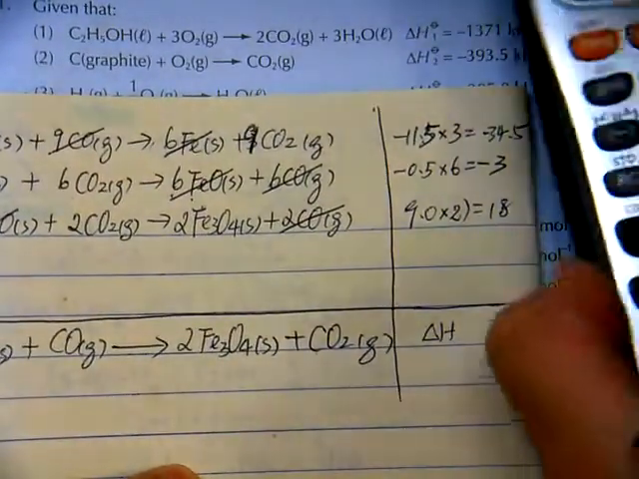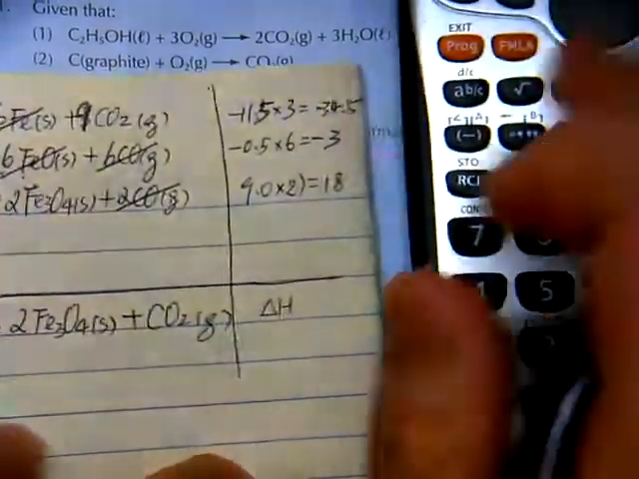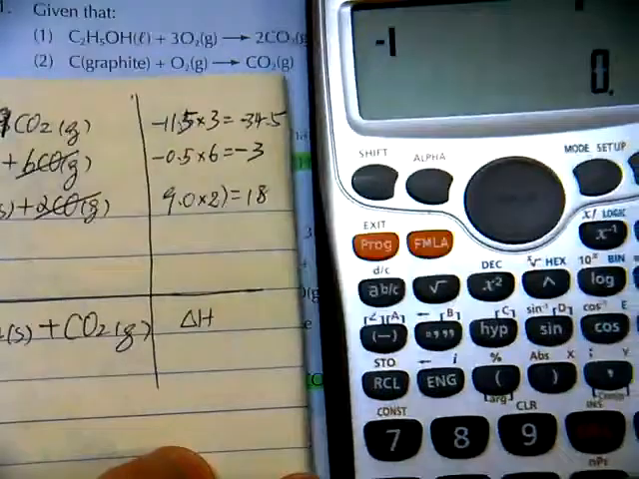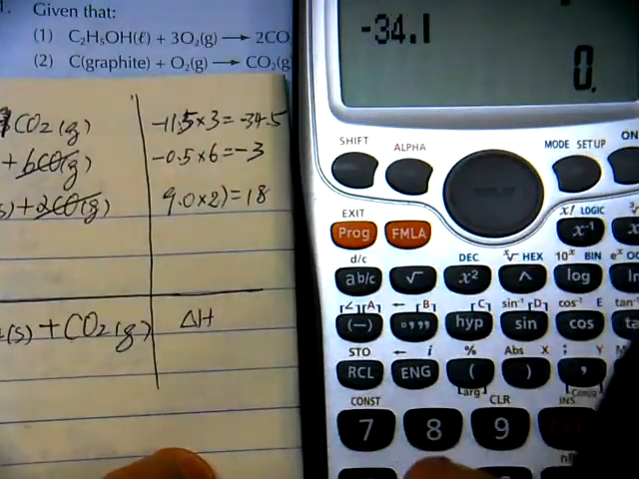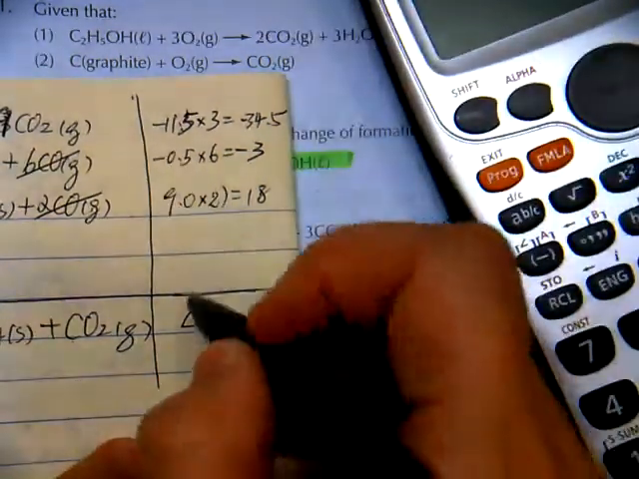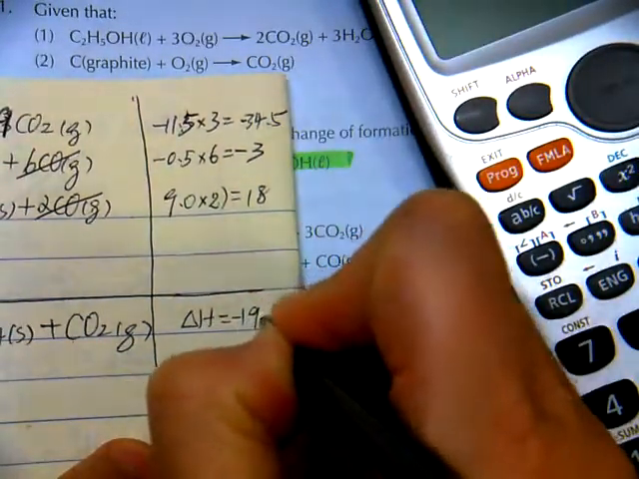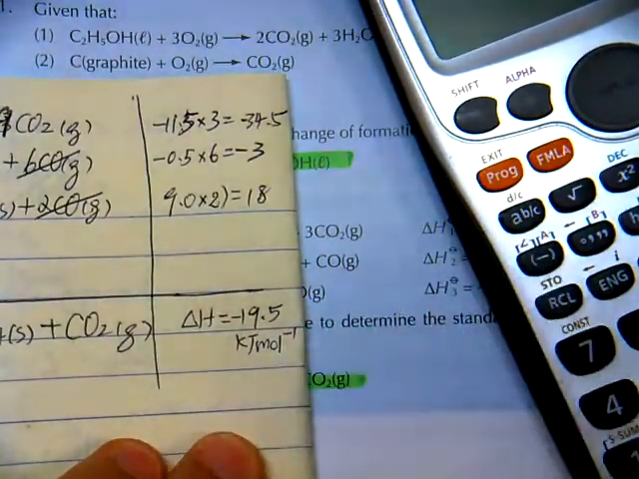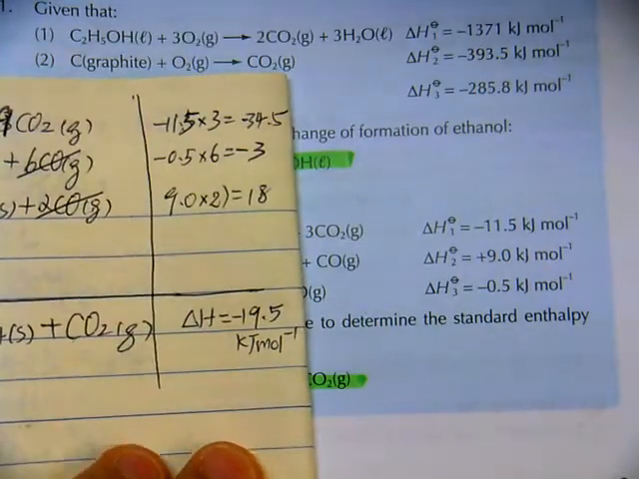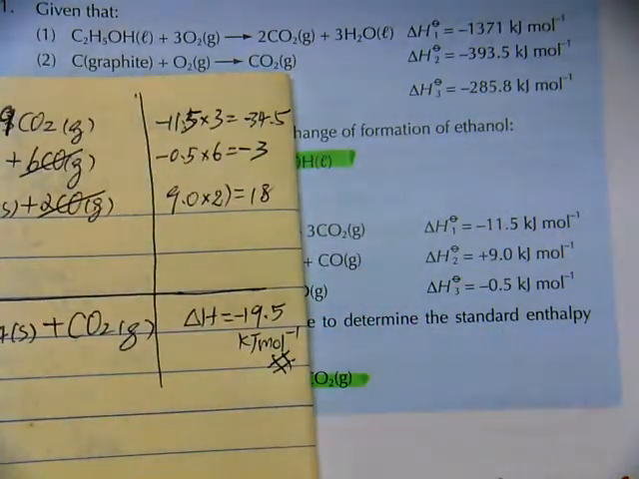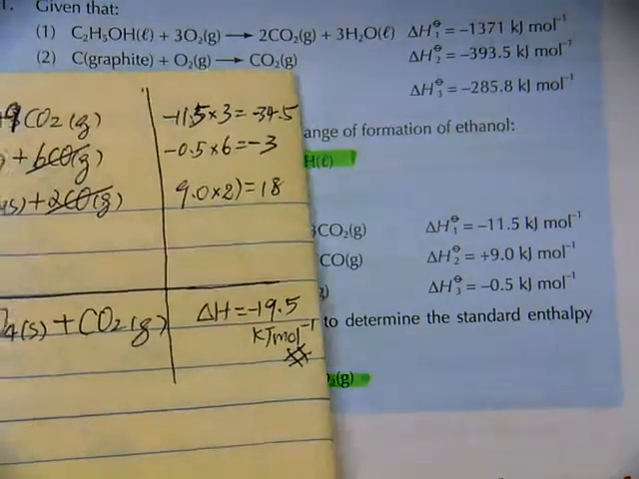Similarly, for the delta H, simply sum them up. Negative 34.5 minus 3 plus 18. It is the answer, negative 19.5. Bear in mind, write down its unit, kilojoule per mole. Then you can work out the answer easier, okay, by using this method.